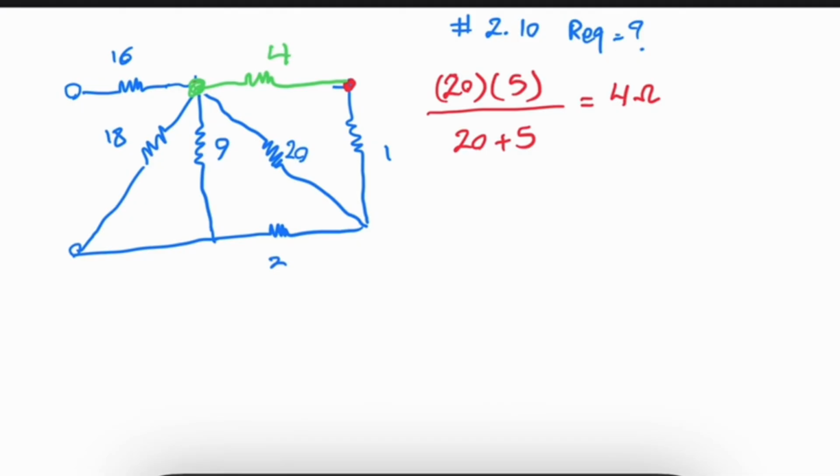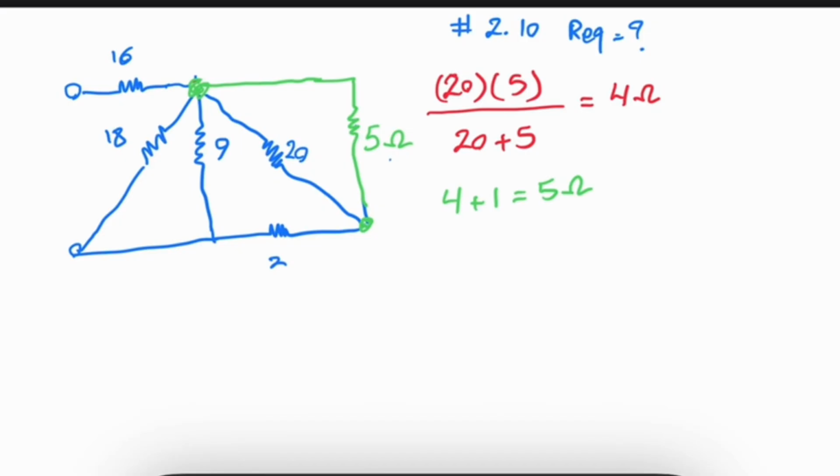Now this 4 ohm plus 1 ohm are in series because they are using only one common node, which gives me 5 ohm. Therefore again I can replace this side of my circuit by one equivalent resistor with 5 ohm.